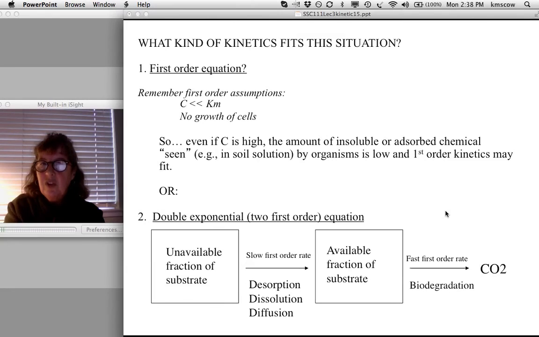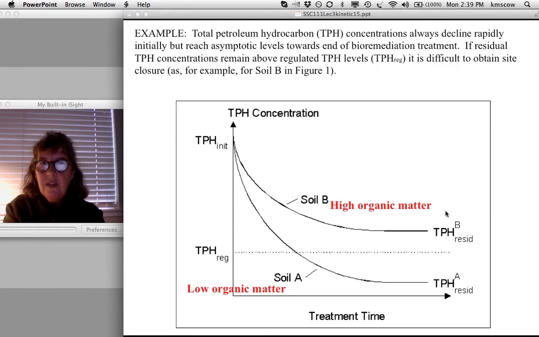So two first orders are often better than one. You'd think, why not 3, 4, 5, 6, 7, 8, 9 different first order equations describing all these different phases or pools of chemicals, but you can't justify the additional parameters. Having two first orders does a really good job of describing what's going on, and you don't actually need the additional pools. Okay.